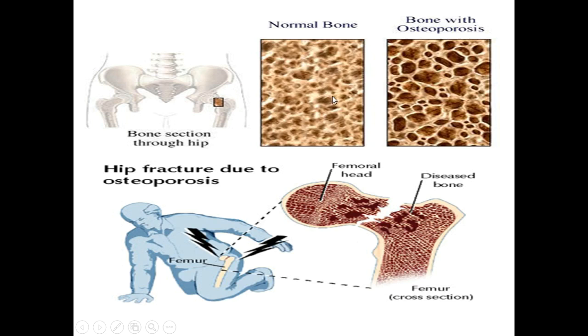This figure demonstrates how the bone looks in normal bone and in osteoporosis. As you see, the holes between bone cells are larger in osteoporosis because we lack the bone matrix. These patients are highly susceptible to hip fracture due to osteoporosis because the bone is brittle and easily fractured. The most common fracture in this condition is the femoral head fracture.